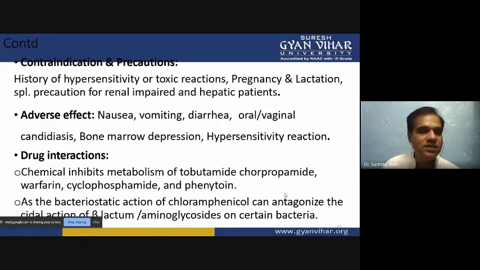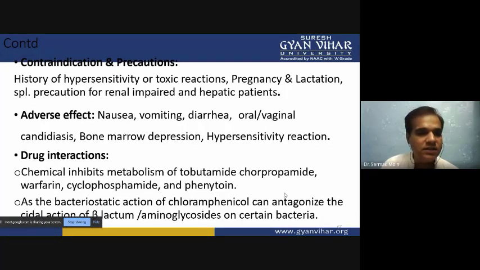If you see the reaction, effectiveness, mechanism, precautions, and side effects, these are all the same for tetracycline and chloramphenicol. That's why we categorize them together, and their effects are the same: nausea, vomiting, diarrhea, oral and vaginal candidiasis, bone marrow depression, and hypersensitivity reactions. These are the different side effects, and especially when we treat a patient with chloramphenicol as well as tetracycline, these side effects will come.